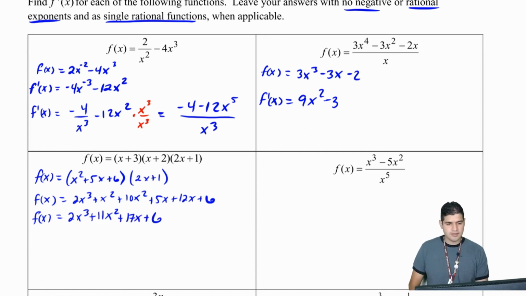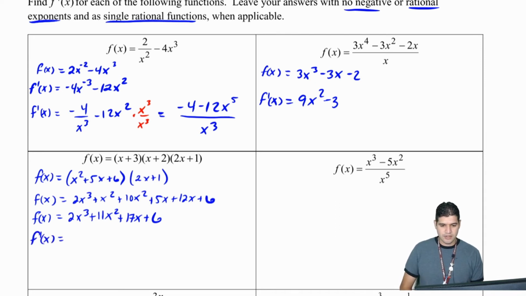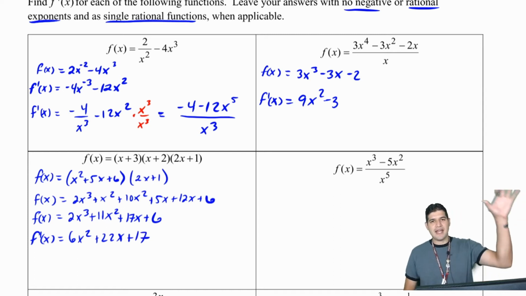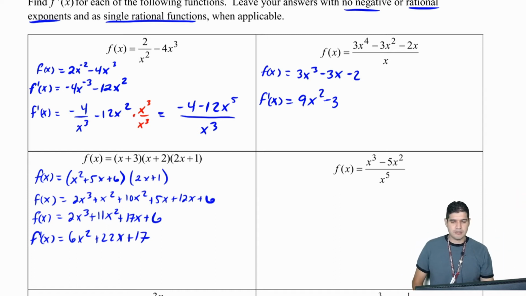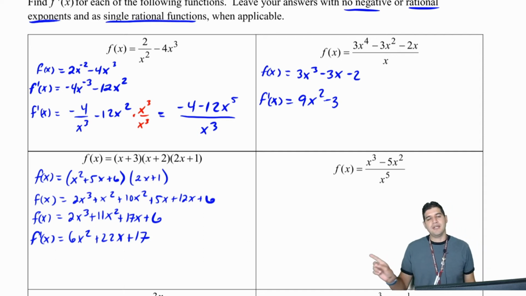That looks right. Now I'm going to apply the power rule here. So f prime of x equals 6x squared plus 22x plus 17. For all those, multiply by the exponent and subtract 1 from the exponent. And that right there is going to be my final derivative.